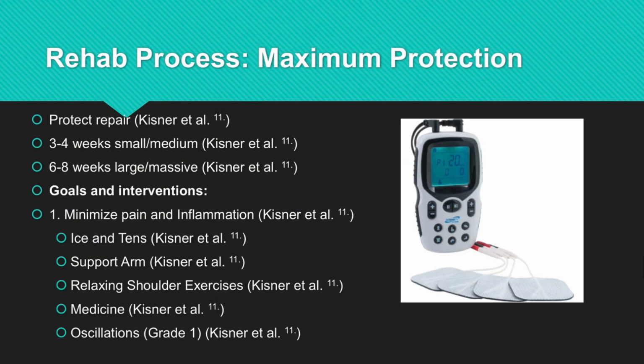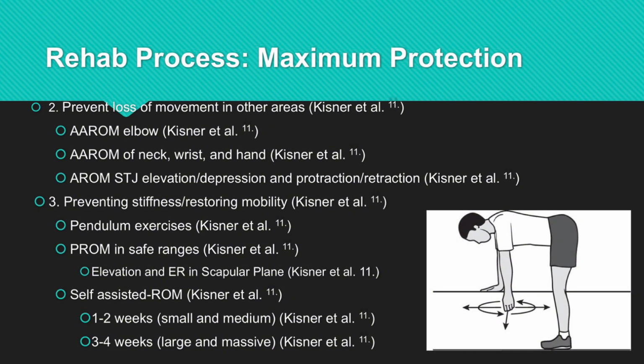So first, overall, you want to make sure that you're protecting the tear, as well as minimizing pain and inflammation. You can do this with ice, TENS, making sure you support the arm, taking medicine, as well as doing different oscillations, making sure to prevent losing movement in other areas where you want to practice AAROM, as well as making sure to prevent stiffness.